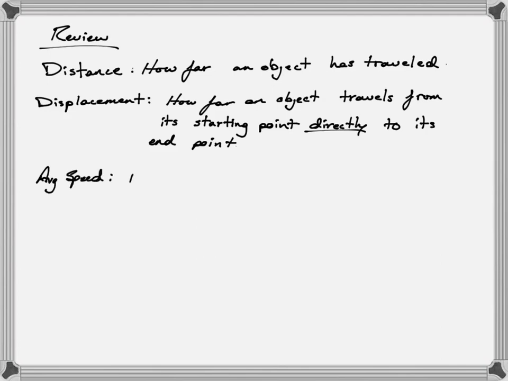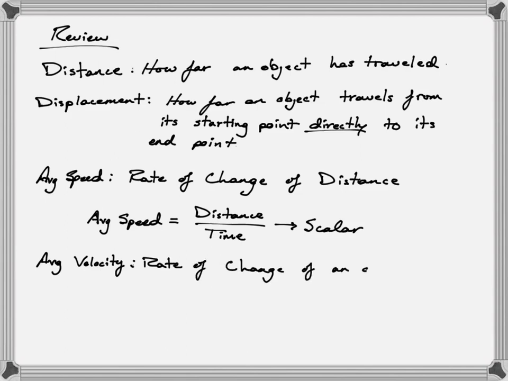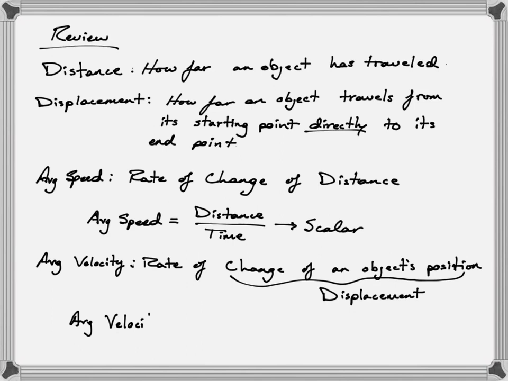Then we also defined two other things. One was average speed. Remember, average speed was the rate of change of your distance traveled. So mathematically, we would say average speed is equal to the distance divided by the time. And since distance was a scalar quantity, so too is the average speed. The other quantity was average velocity. Remember, average velocity was the rate of change of an object's position. Now, by definition, the change in an object's position is called displacement. So that means your average velocity as an equation would be written out as displacement divided by time. And because displacement's a vector, average velocity must also be a vector.